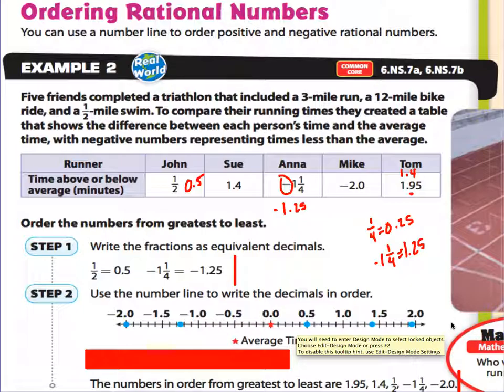Again, it's the same idea as integers. The further to the right it is, the larger it is. The further to the left it is, the smaller it is. So again, in negative world, negative 2 is smaller than the negative 1 because it's further away from 0. And it was easier to do this because all of our numbers were written as decimals.